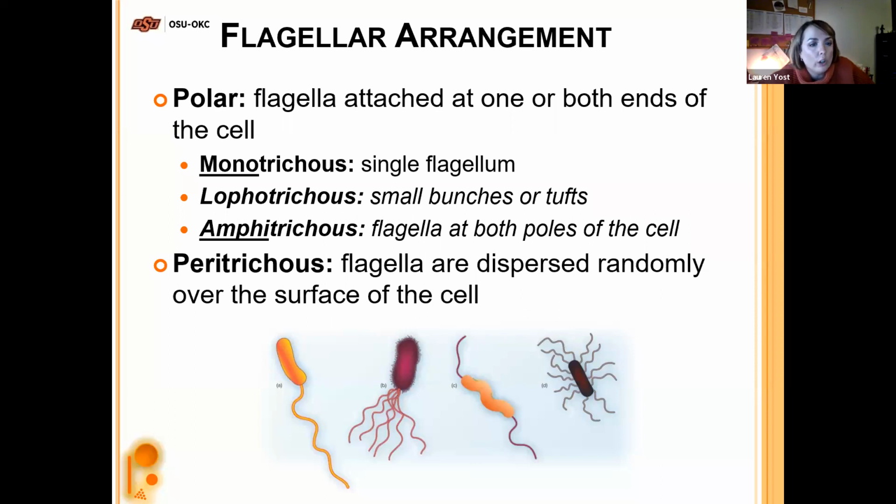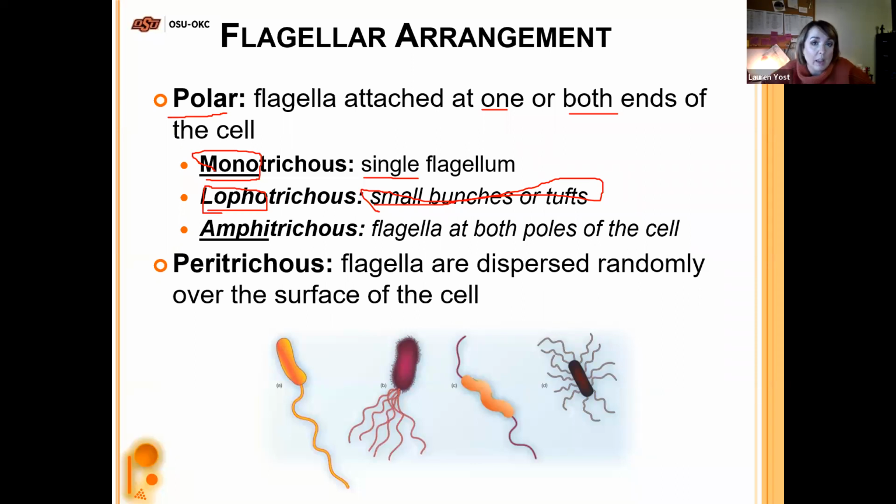So you can have polar flagella. So that means that you have flagella at both ends or one end. So not all over the place, either one or both ends. If you are monotrichous, monotrichous means a single flagellum. Lophotrichous, I don't know why that sounds like puffy to me. So I always think small bunches or tufts. It sounds like it should be tufts. That word is terrible. I'm sorry for that drawing.